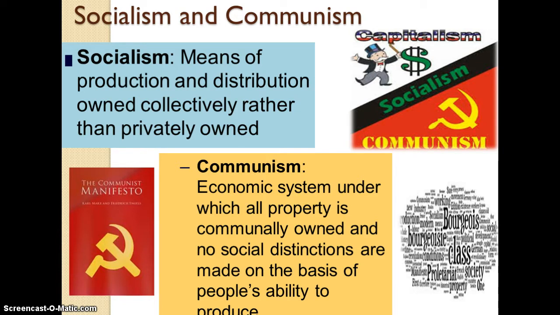Our definition of communism is an economic system under which all property is communally owned and no social distinctions are made on the basis of people's ability to produce. Okay, so socialism and communism have a lot of characteristics in common, and they also have some differentiating traits as well. So it's difficult for many people to distinguish the difference between socialism and communism.